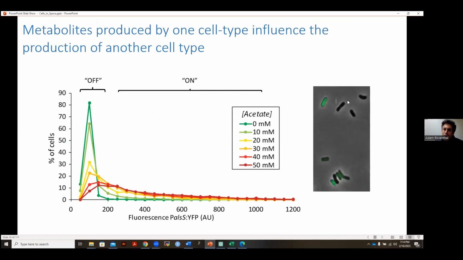And the way we did this is we took snapshots of cells, and we counted how many cells are in the off position and how many are in the on position. And we knew that acetate is driving some of this differentiation, because some of these cells are responding to metabolites. We see that when there's no acetate in the media, basically all the cells, or almost all the cells, are off. And as we add more and more acetate, more and more cells turn on. But interestingly, some cells are off even when you have a lot of acetate.